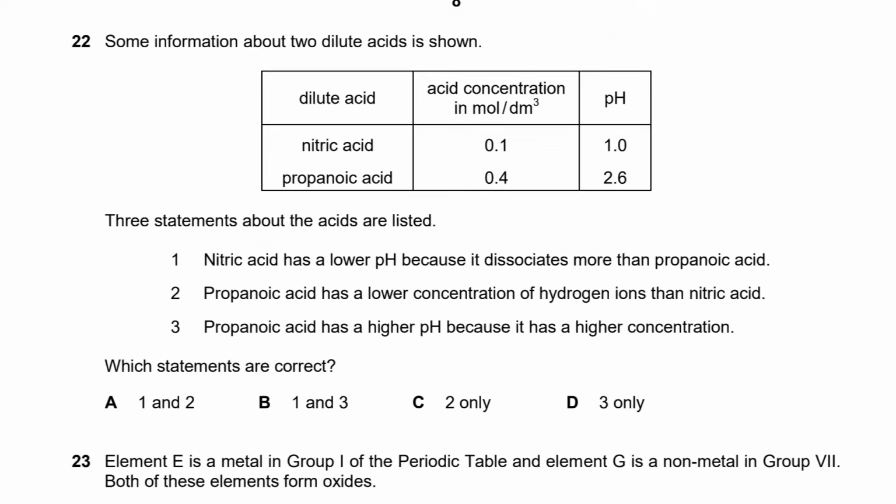Next. Some information about two dilute acids are shown: nitric acid and propanoic acid. Remember, propanoic acid is an organic acid. Organic acids are weak acids. They partially dissociate.